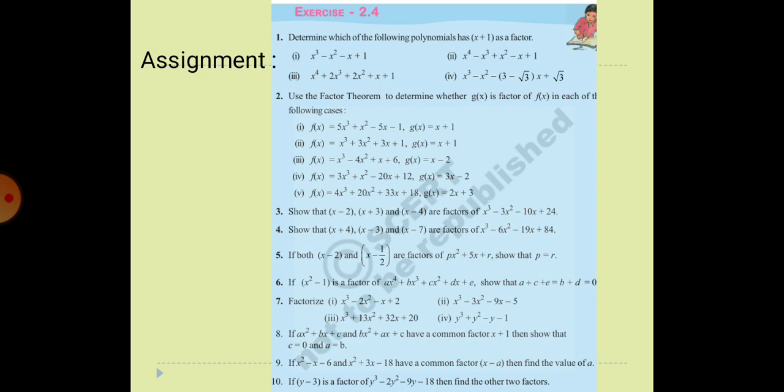First write the notes. Notes are very few here. You only have to write the factor theorem, and after that start doing exercise 2.4. I have done many problems out of this exercise. Complete the exercise and be updated.